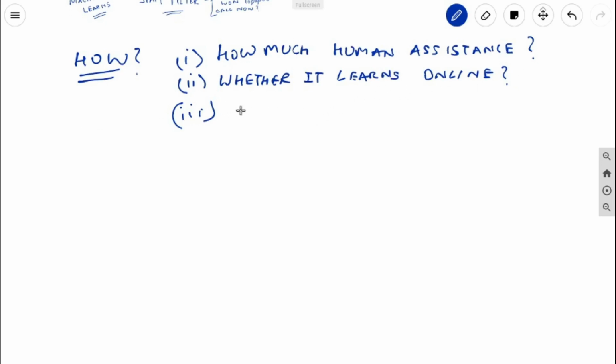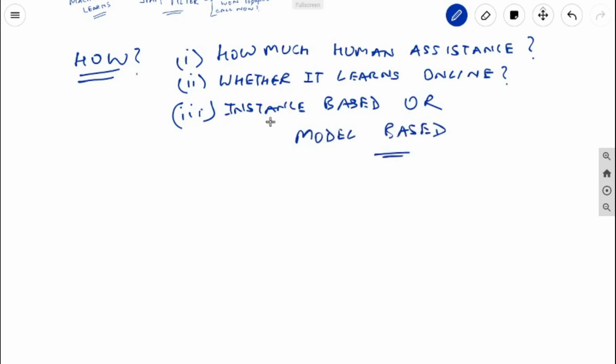The third factor could be: is it instance based or is it model based? Right? We'll get to what is instance based and model based in a while. So let's begin with how much human assistance is required. On the basis of how much human assistance is required, we can classify machine learning into four main categories.